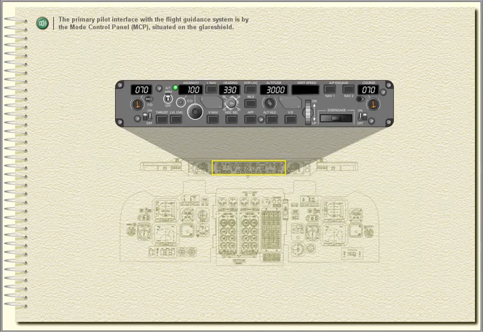A second FGC may be fitted as a customer option. The primary pilot interface with the flight guidance system is by the Mode Control Panel, MCP, situated on the glare shield.